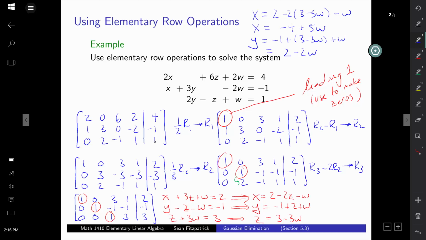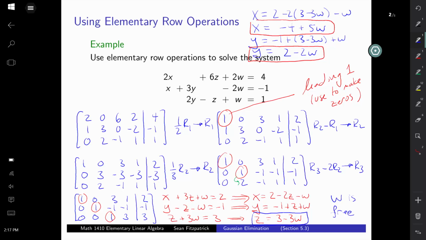So that gives me, let's rewrite the x and the y. Here's x, here's y, and down here is z. Notice that x, y, z have all been written in terms of w, right? I don't have any equation that says w equals something. The w in this case is what's called a free variable. It's a free parameter. w can be whatever it wants, but once we choose a value for w, then I have to accept values for x, y, z, right?